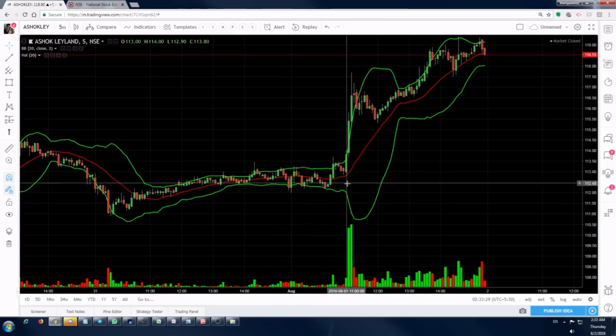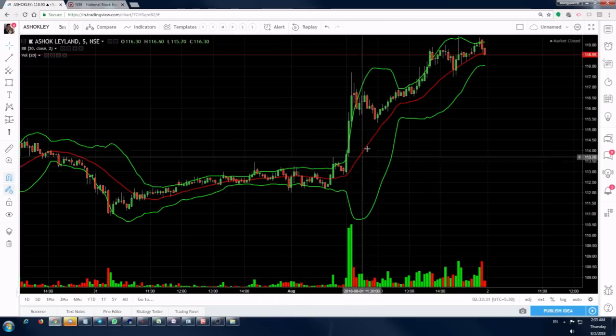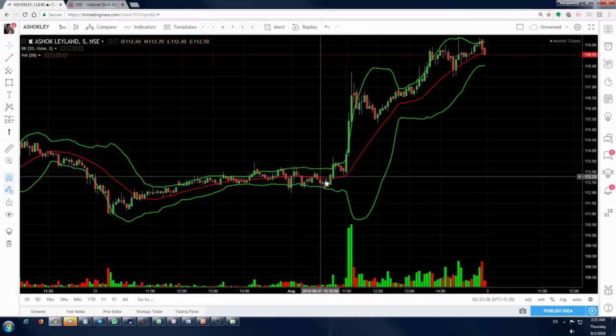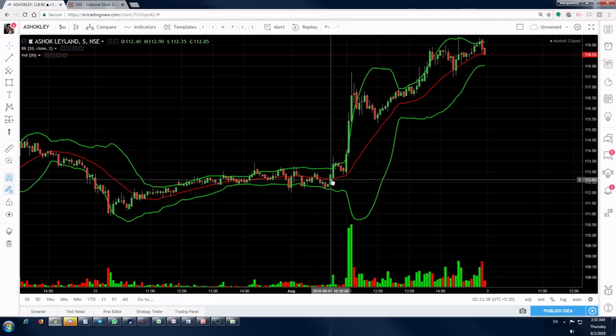Okay, now as I said, the red line that you see is the middle band, which is nothing but the 20 SMA. Okay, now let's start from here. So this green candle actually breached the 20 SMA and closed above it. What does it mean? That means that the price actually breached a resistance.